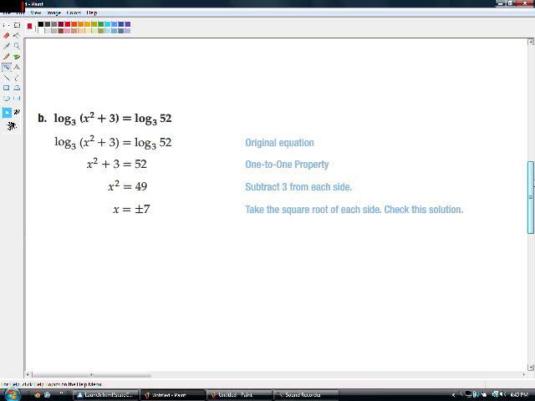Okay? So, we got log base 3 of x squared plus 3 equals log base 3 of 52. Because they have the same base, you can use the one-to-one property and set x squared plus 3 equal to 52. Subtract the 3, find the square root, x equals plus or minus 7.